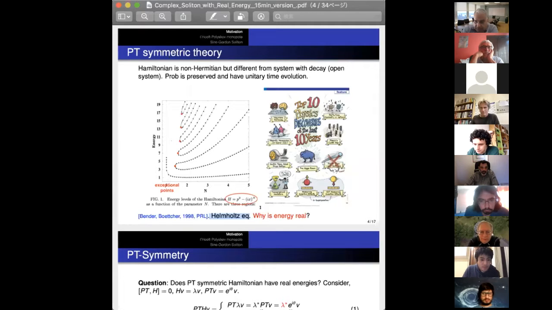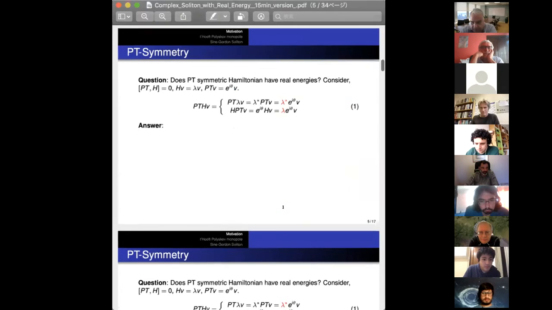So this is all nice, but why is this complex Hamiltonian real? I mean, why is the energy real? You may already guess why: it's the PT symmetry. So the question is, is PT symmetry responsible for the real energy? To answer this question, you start with the PT symmetric Hamiltonian with the eigensystem, and you have PT symmetric eigenvectors up to phase. Now, you can follow this logic and notice the eigenvalue is actually real.